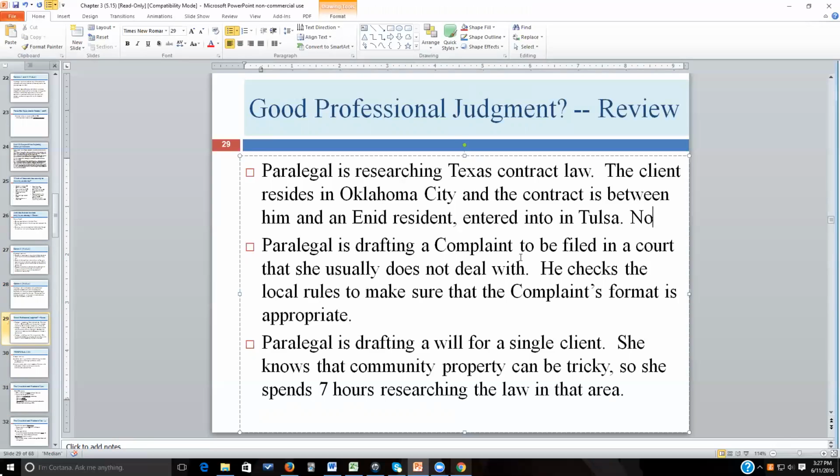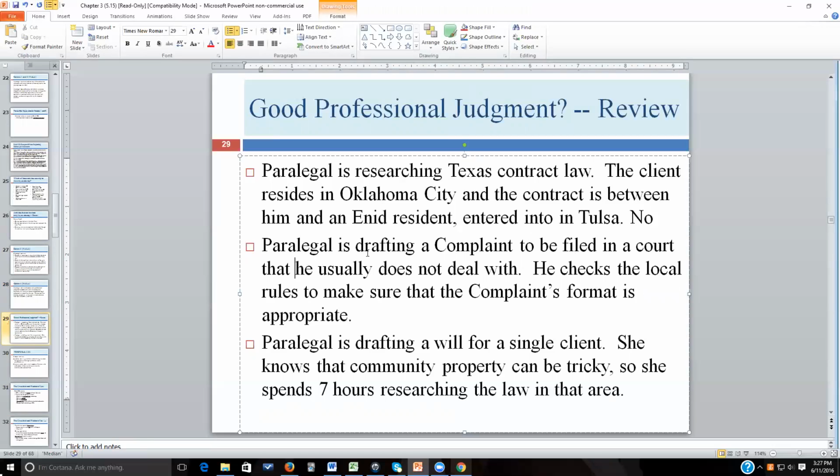A paralegal is drafting a complaint to be filed in a court that, I guess I have my genders mixed up here, he usually does not deal with. He checks the local rules to make sure the complaint's format is appropriate. Yes, he is exercising very good professional judgment.